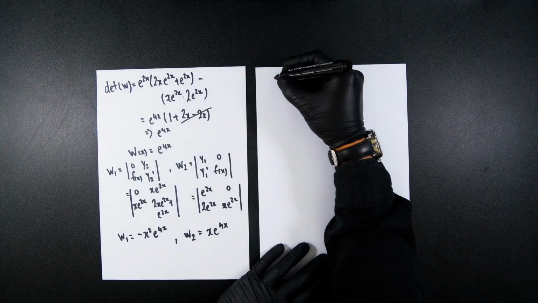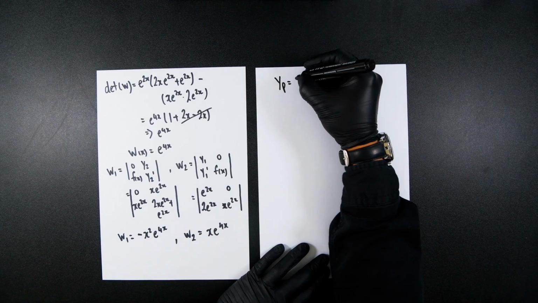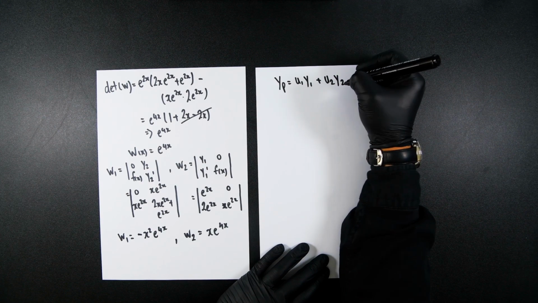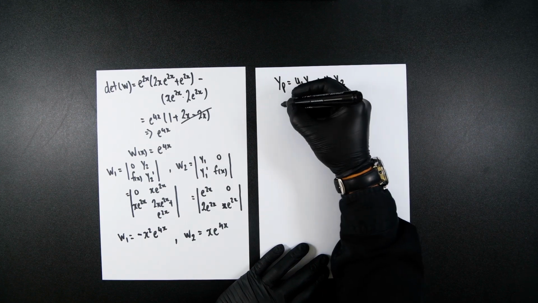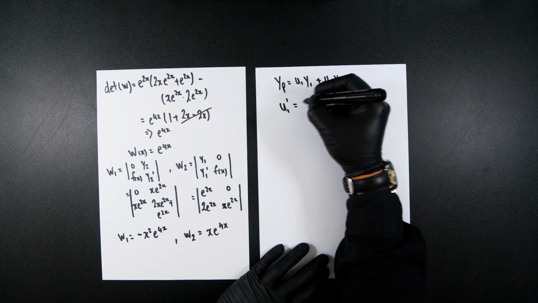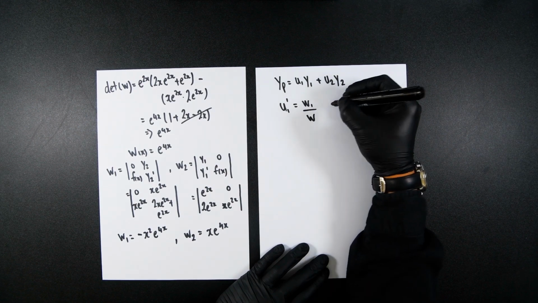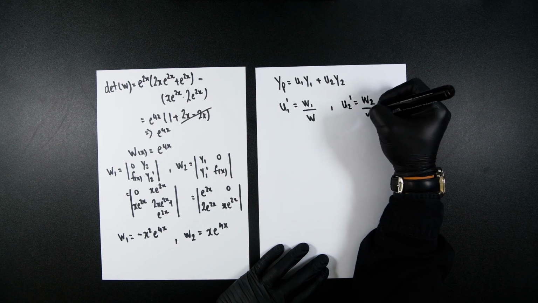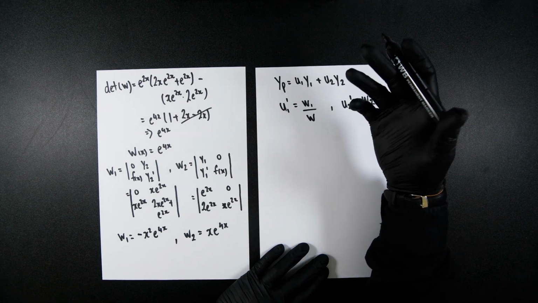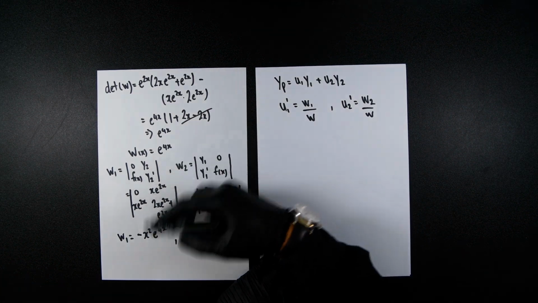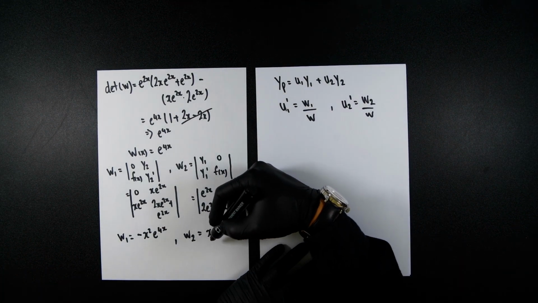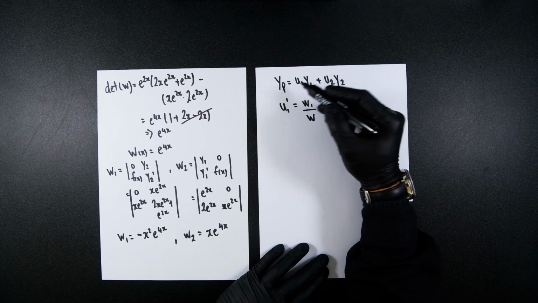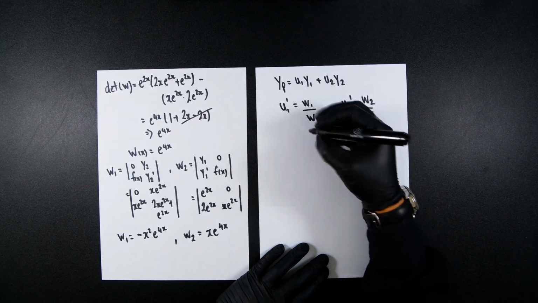We need to now work out what yp is, which is u1 y1 plus u2 y2. And u1 differentiated is W1 divided by W, and u2 differentiated is W2 divided by W. Lucky for us, we have all of the values for W, W1, and W2, so we can plug it in to this to find out what u1 and u2 are. Obviously, we're going to integrate our answer for this, and then we've got yp. So let's start doing that.